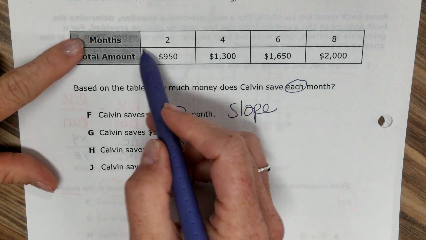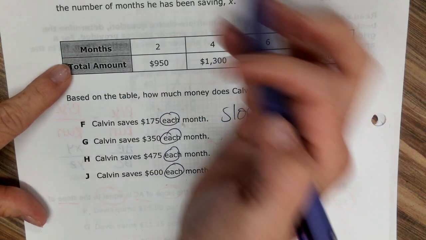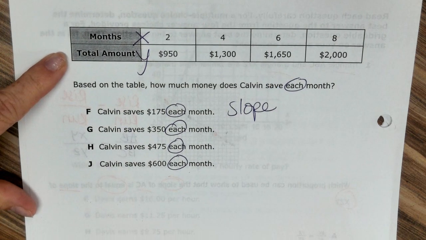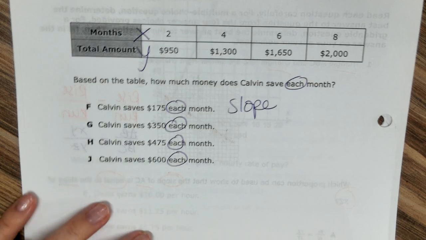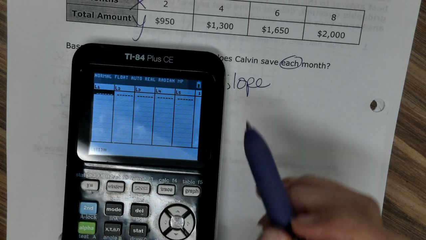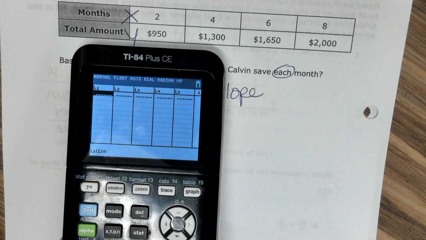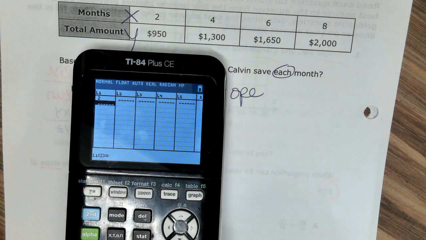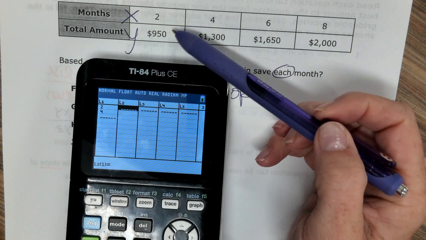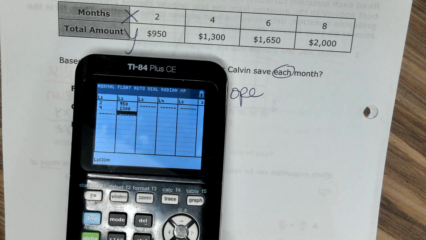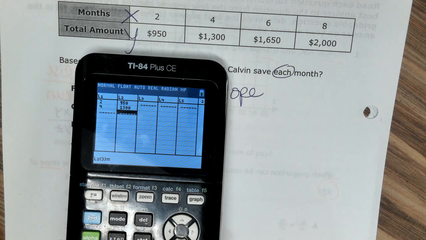Now be careful with horizontal tables. The months is the X's and the total amount is the Y's. So it's not stacked vertically like you're used to. So you're going to go to stat, edit, clear it out. My first X is 2. So y'all look. My second X is 4. My first Y is 950. My second Y is 1300. Do y'all understand that it's just stacked horizontally instead of vertically?